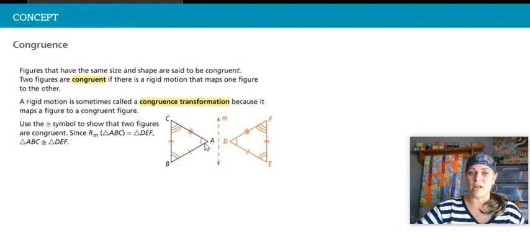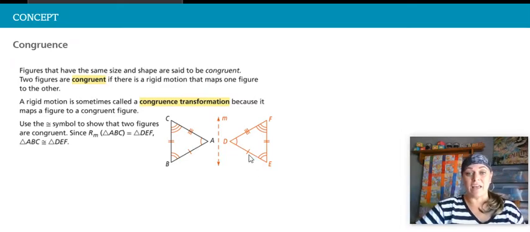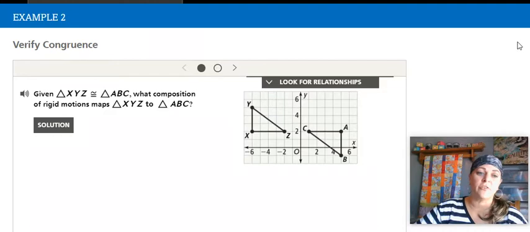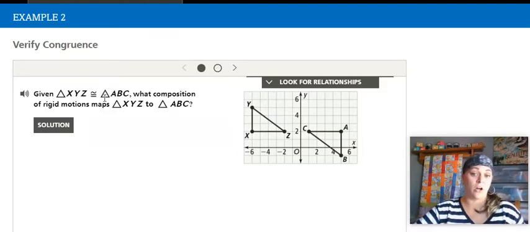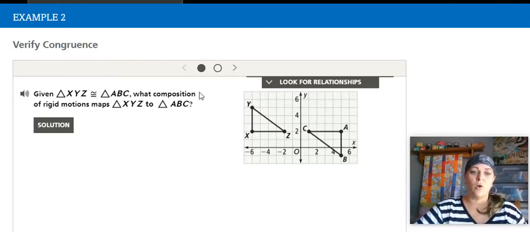So if I can move this triangle ABC and do reflection, rotation, or translation, and I end up on the other shape, then that is telling me, yes, those two shapes are congruent. To verify congruence, it says, given these triangles, these are congruent. There's that symbol, the equal sign with the little squiggle. They are congruent triangles. What composition of rigid motion maps triangle XYZ to ABC? So you have to figure out, how do I get this triangle directly on top of triangle ABC?